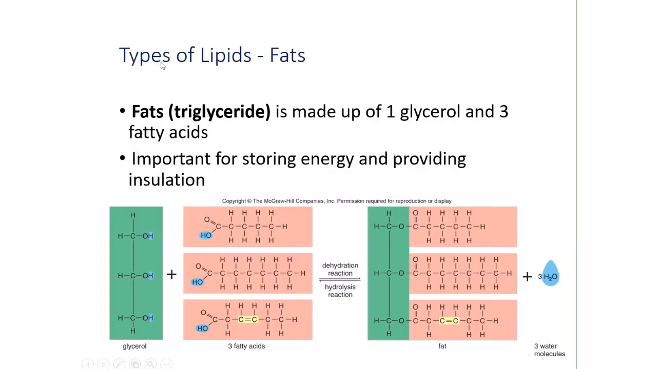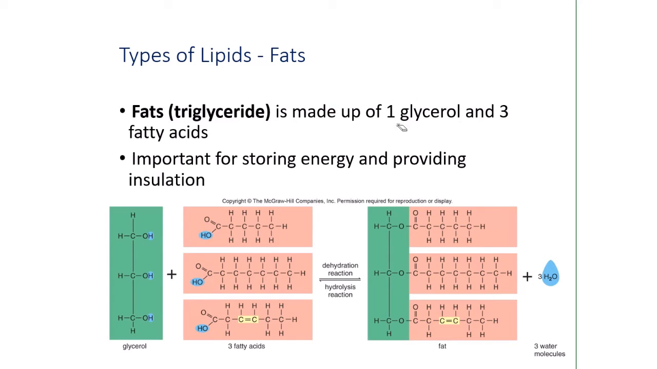So there are 4 types of lipids, I think, that we're going to look at. The first one is fat. Fats are an example of lipids, and fats are actually also called triglycerides. So a fat molecule is made up of 2 different components.